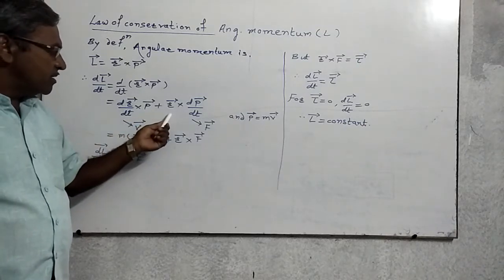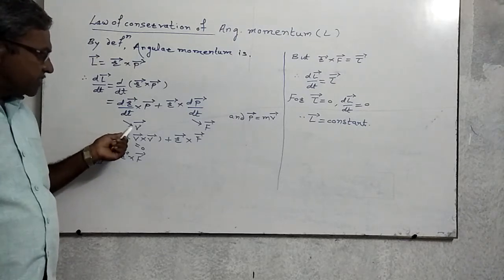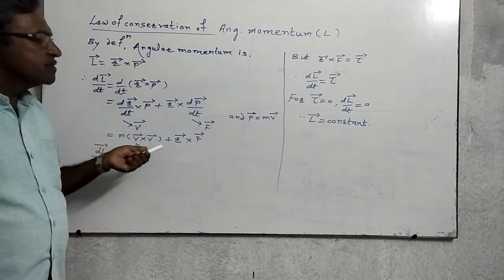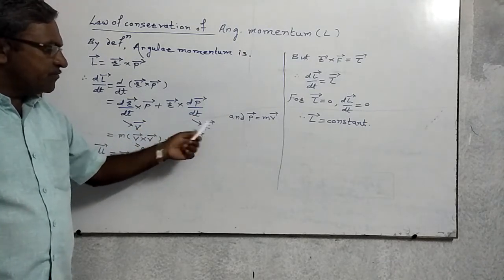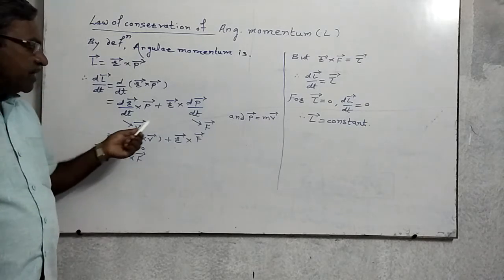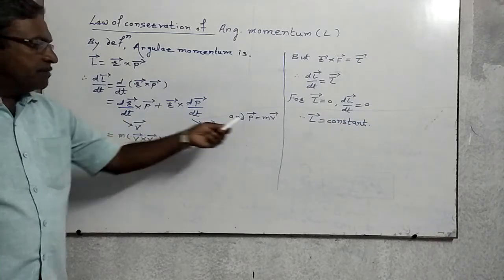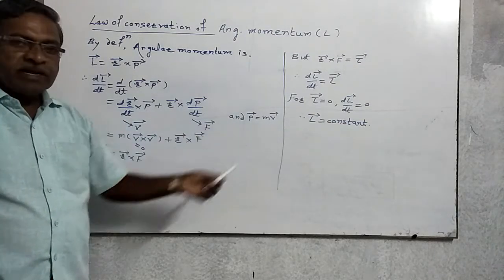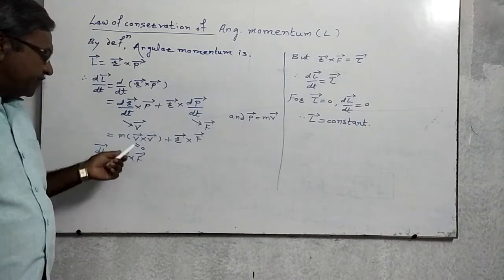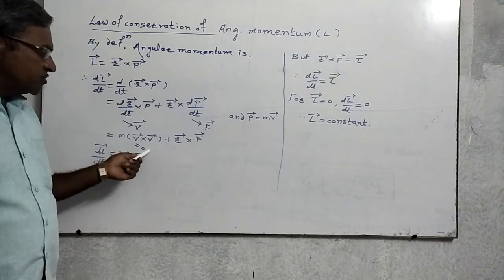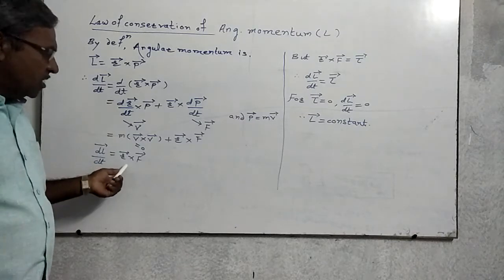Now in this, dr by dt is nothing but velocity, rate of change of displacement. Similarly, rate of change of momentum is nothing but force. So this equation becomes m into v cross v, because p is the product of mass and velocity, plus r cross f. Now self cross product is equal to 0. Therefore we get the equation dl by dt equal to r cross f.